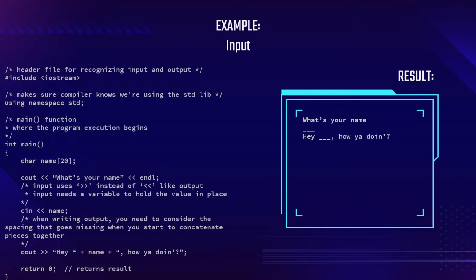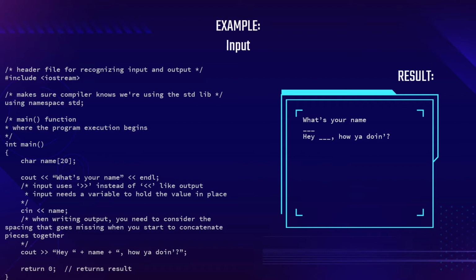Input. So I'm going to include that header file. I want to use this library. I write out my main method. I didn't even set up a string here, I just set up chars. So I have a name that can only have up to 20 characters. So what is my name? Instead of doing this, we're going to be doing this for input. As I like to put it, input is always greater than the output, right? So input needs a variable to hold the value in place.